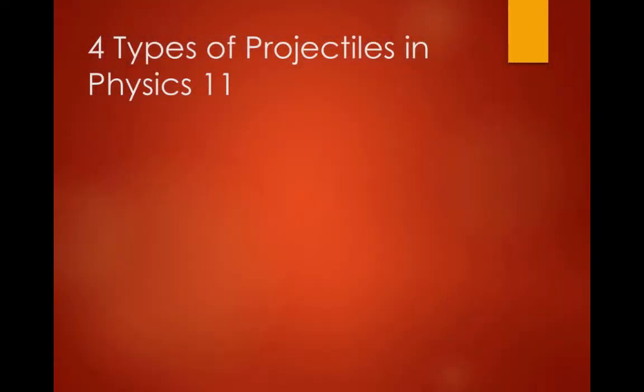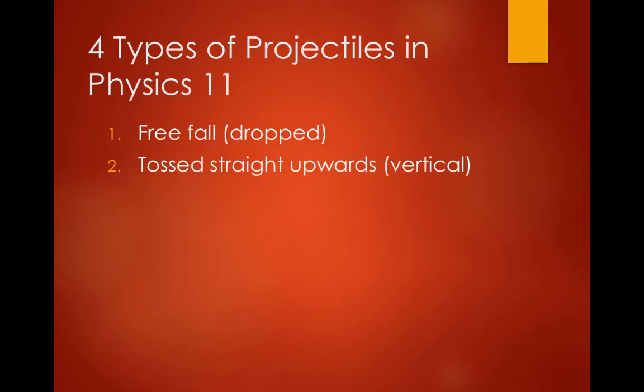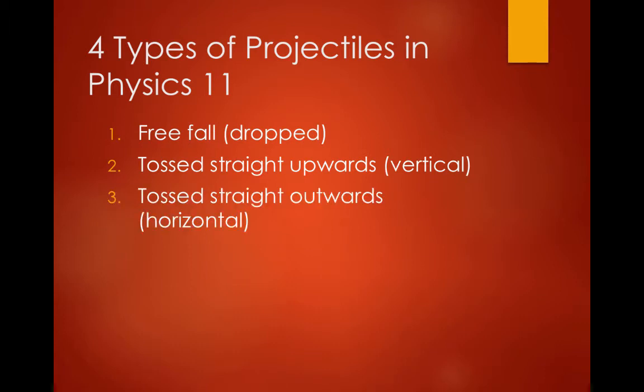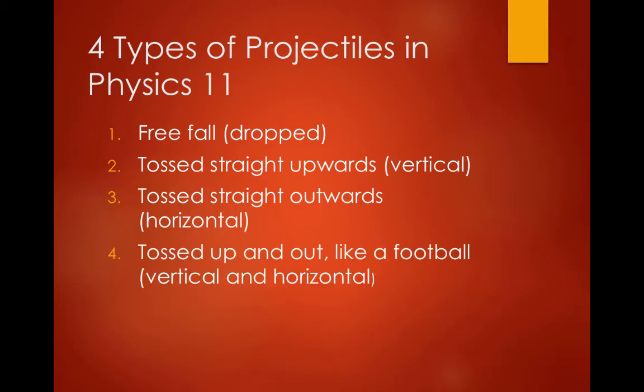We will look at 4 types of projectiles in Physics 11. First is a free fall or dropped object, objects that are tossed straight upwards or vertical, objects tossed straight outwards or horizontal, and objects tossed up and out like a football, vertical and horizontal. This first lesson will look at free fall objects.